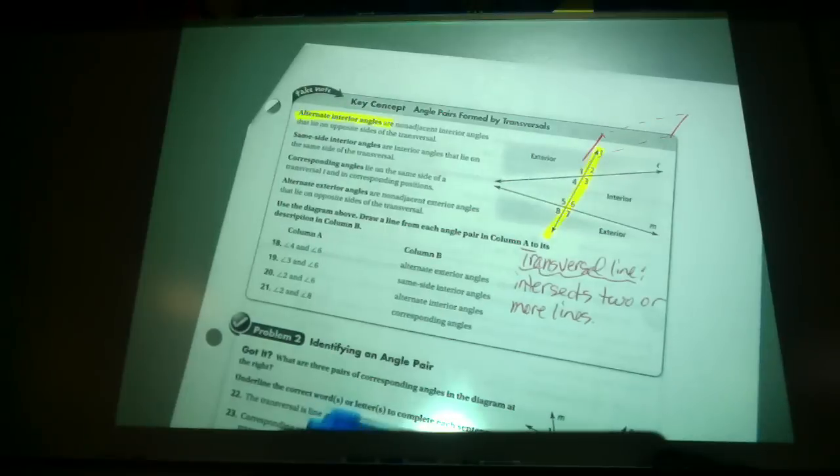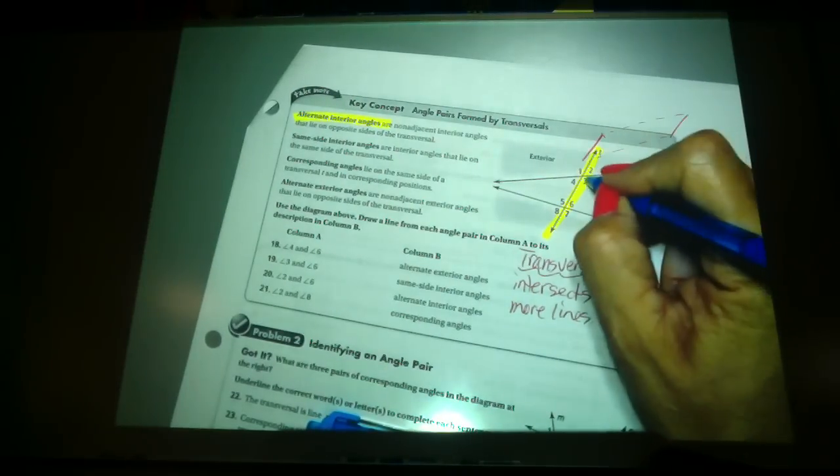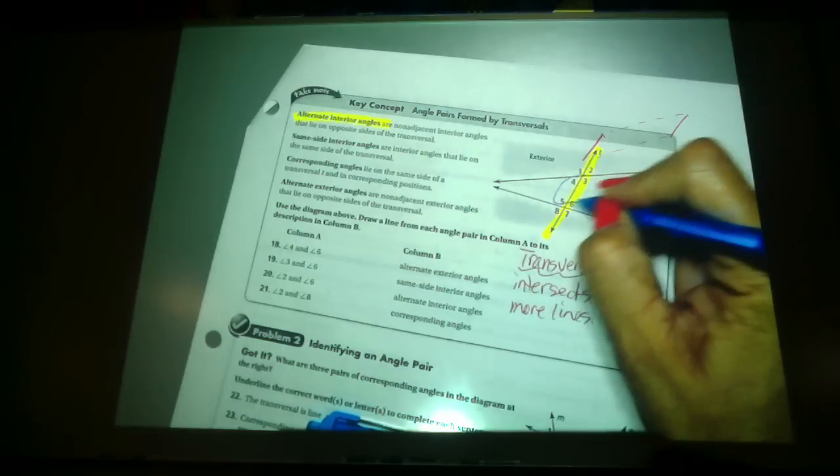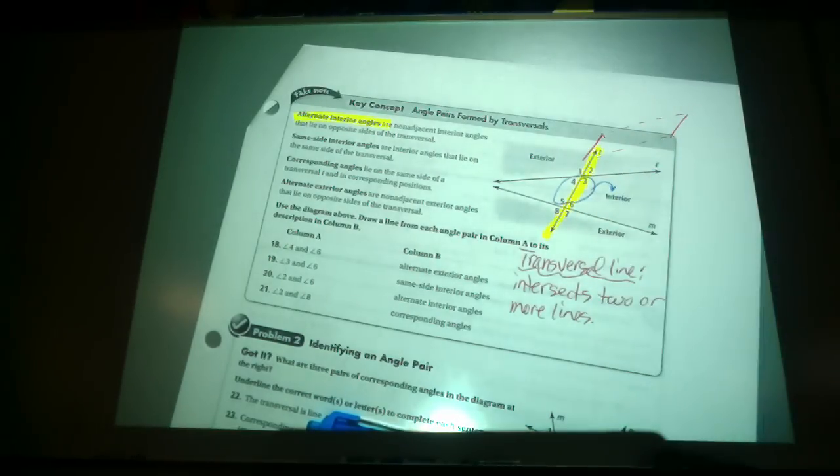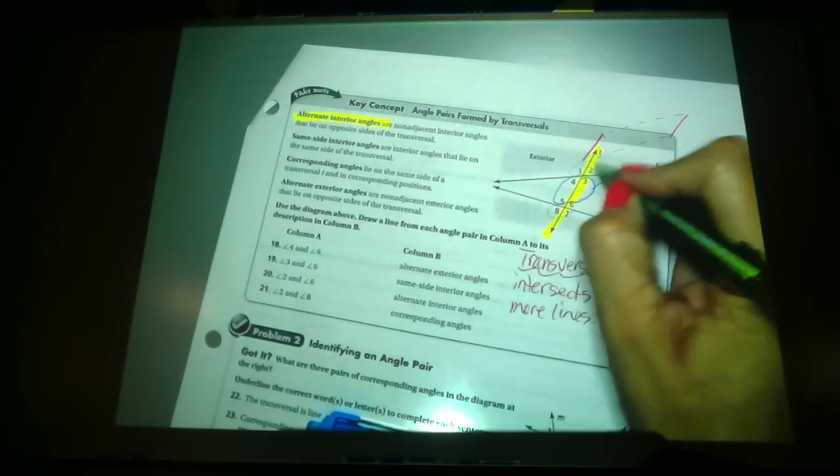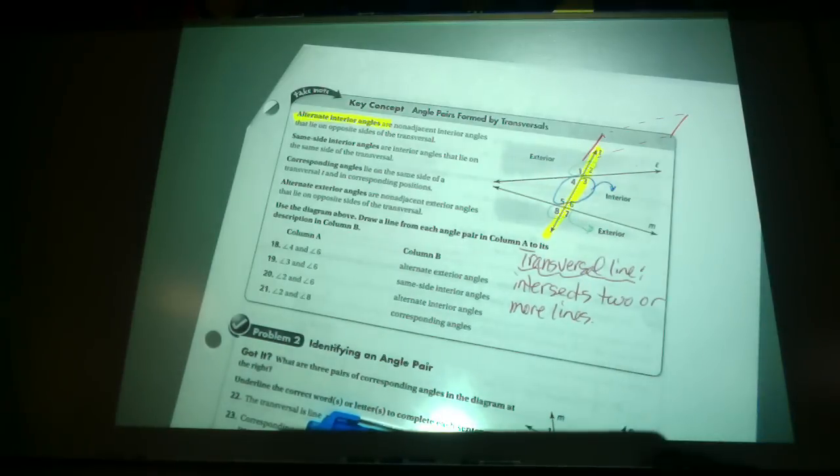So you might want to note that. These, it says that right here, are on the interior. These are the interior. And then these are your exterior. They're on the outside of those lines. And believe it or not, the 2 spaghetti noodles are going to help you be able to see that, because a lot of you are very visual oriented, and it'll help you see it.